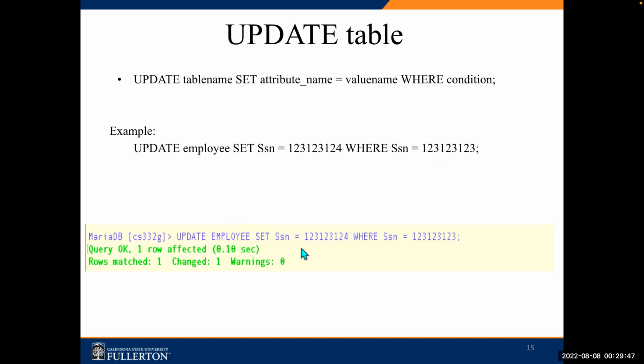Now, if it is a successful query, you would see a message which says query okay, and there was one row that was affected, meaning there was one entry in the table that had the social security number as 123, 123, 123. Now, in case this value wasn't found, then you would see that 0 rows matched in this case.